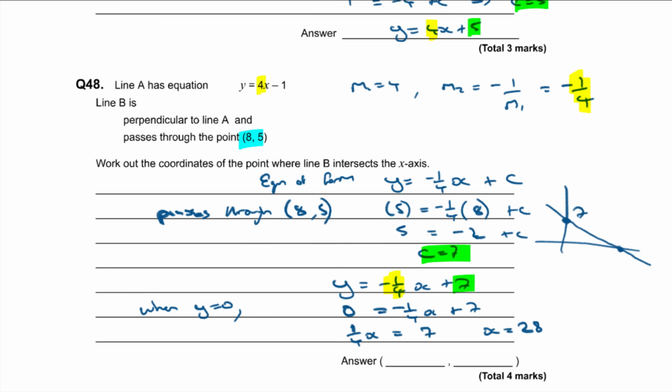Okay, so my coordinate down there is going to be x is 28, y is 0, so 28, 0.